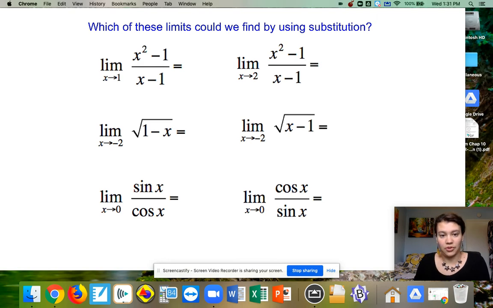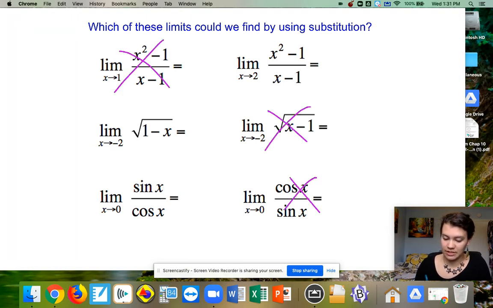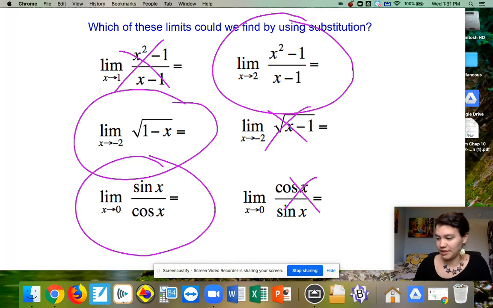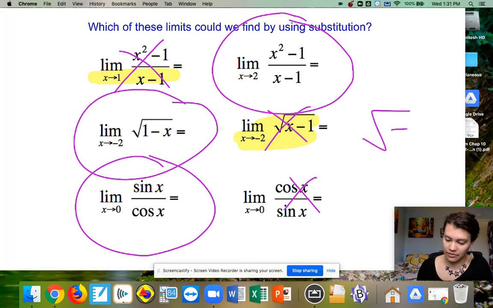So take a second and go through these. Which ones can you solve by substitution and which ones can't you? Okay, so this one, and this one you can't, and these 3 you can. This one you can't because you divide by 0. And here you can't do this one because if you plug in -2, you get the square root of -3, which is not possible. And then this one you'd end up with 1 over 0, which is also not possible.